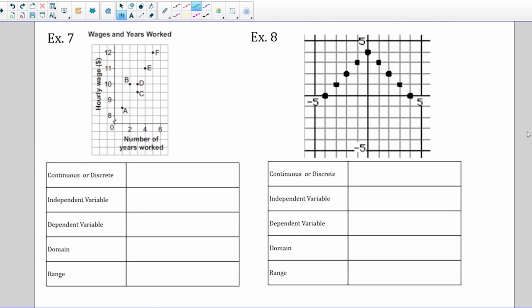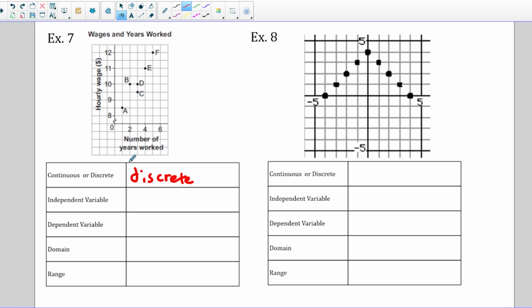So in example number 7 here, we're going to be taking a look at someone's wages versus their years worked. So we can see here along the x-axis, we have the number of years worked, and along the y-axis is the hourly wage in dollars. So if we look at the data and we ask ourselves, is this continuous or discrete? In this case, because we just have 6 different data points, it would be best to determine that this is discrete. It doesn't mean that there can't be any data points in between, but because of the fact that we're looking at 6 distinct data points, we don't know for sure that there are existing values in between them.